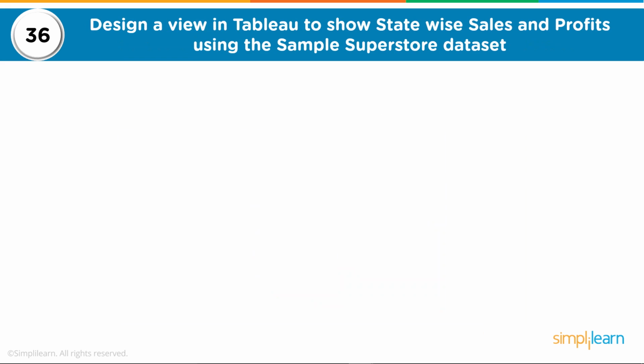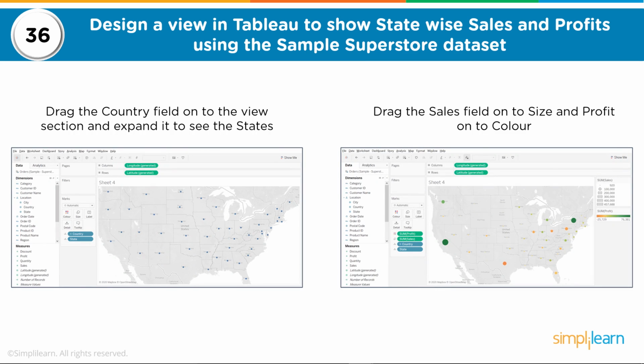Let's go ahead and do one more Tableau. Design a view in Tableau to show state-wise sales and profits using the sample superstore dataset. In here you go ahead and drag the country field onto the view section and expand it to see the states. Drag the states field onto size and profit onto color.